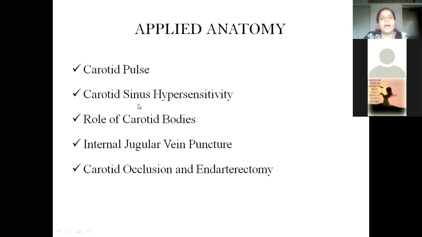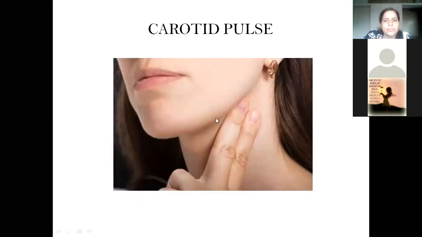When we were doing physiology, we discussed chemoreceptors and baroreceptors, where we have carotid bodies. I told you there we have special nerve endings which will read the pressure changes and also chemical changes. So that is the role of carotid bodies, and that is also related to this area only. So this is the carotid pulse, how we can check.